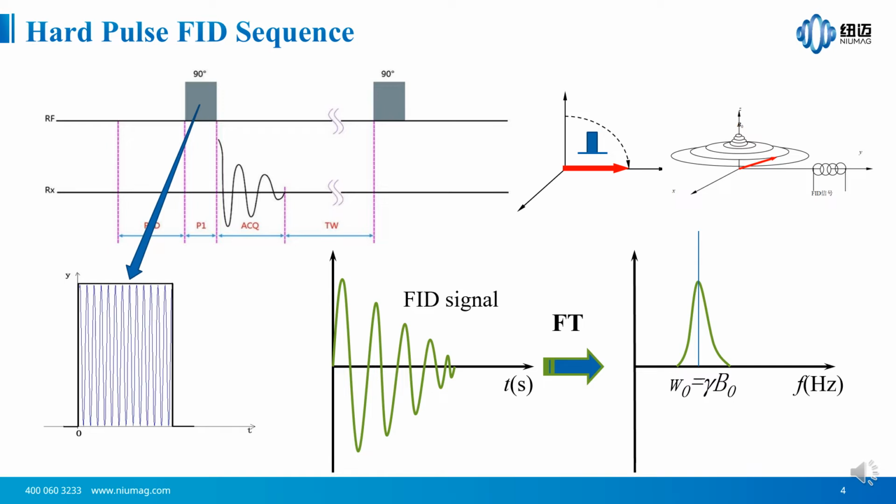If the MRI instrument receives this part of the signal and does not process it, then the oscillation frequency of this signal is equal to the Larmor frequency. The signal decays exponentially. If the FID signal is Fourier transformed, its central frequency should be the Larmor frequency. This is the hard pulse FID sequence.